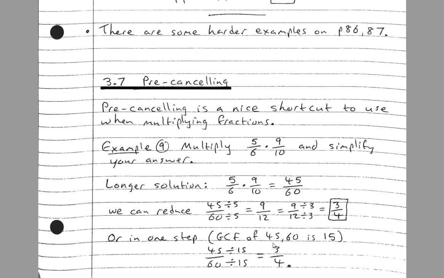So the greatest common factor of 45 and 60 is 15. That's the biggest factor they have in common. So in 1 step, 45 divided by 15 is 3, and 60 divided by 15 is 4. All right, so either way, it's actually more work than we need to be doing. So let's see the easier way.